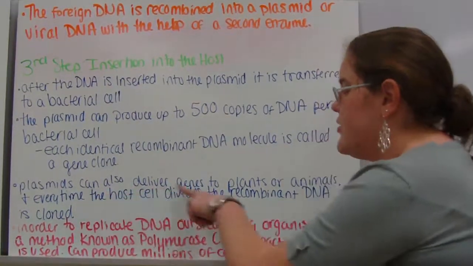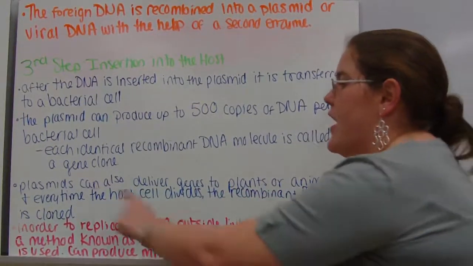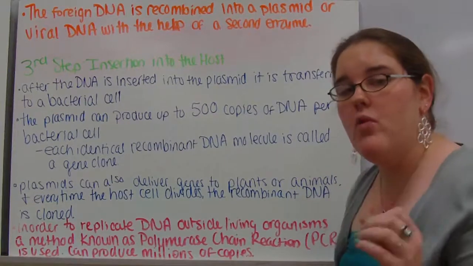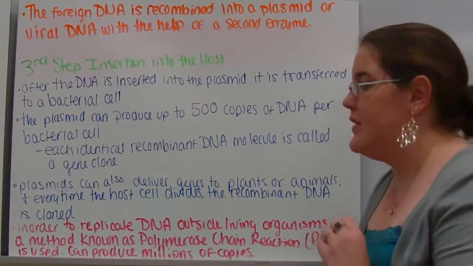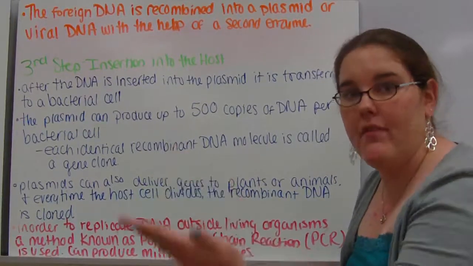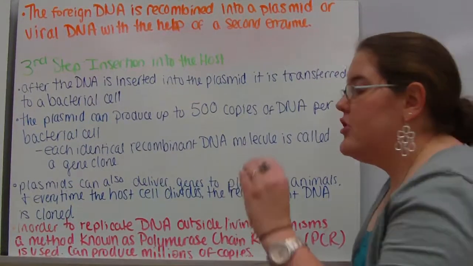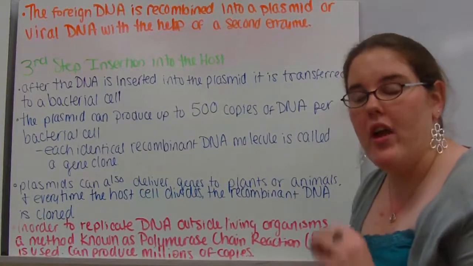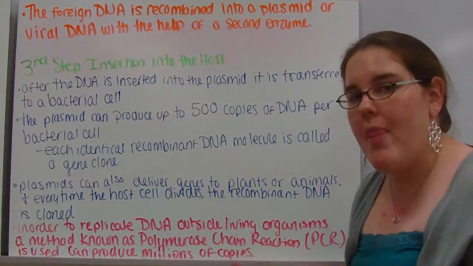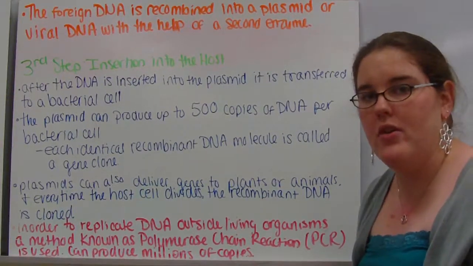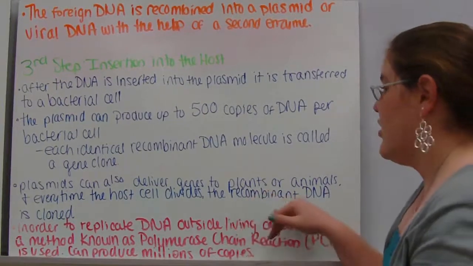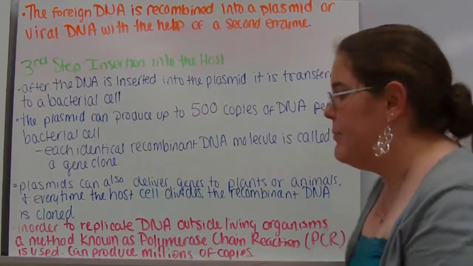And plasmids can also deliver genes to plants or animals, and every time the host cell divides, the recombinant DNA is cloned. So if we don't want to put it into a bacterial cell, say for instance, we just want to take our plasmid, which contains our DNA gene that we want, like our firefly gene, we might just put it directly into our tobacco plant or directly into our host cell in our host organism. Every time that host cell goes through mitosis, it will replicate that DNA, it will divide, and we will see the recombinant DNA cloned once again.